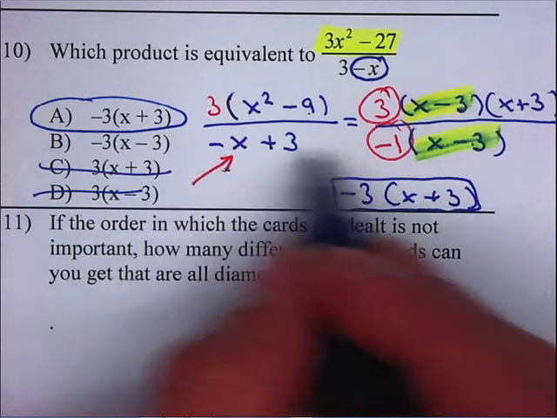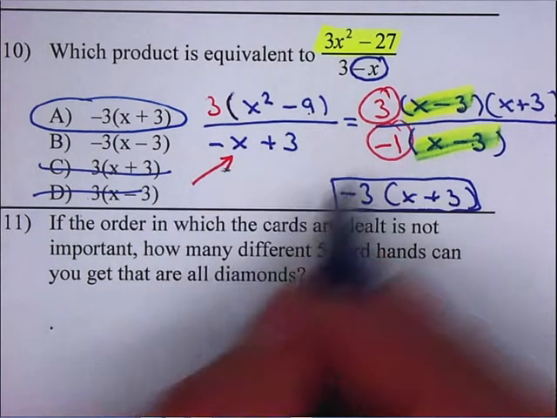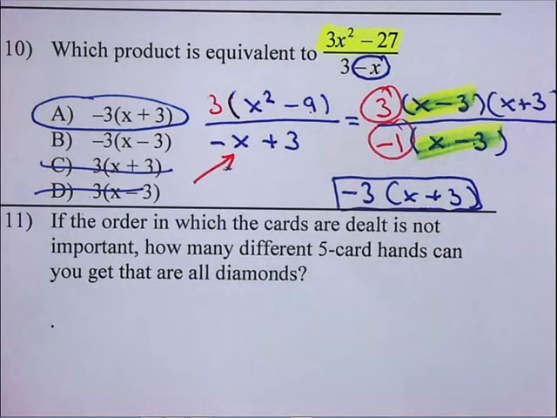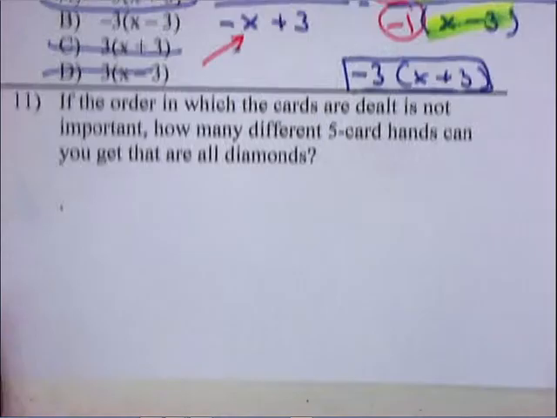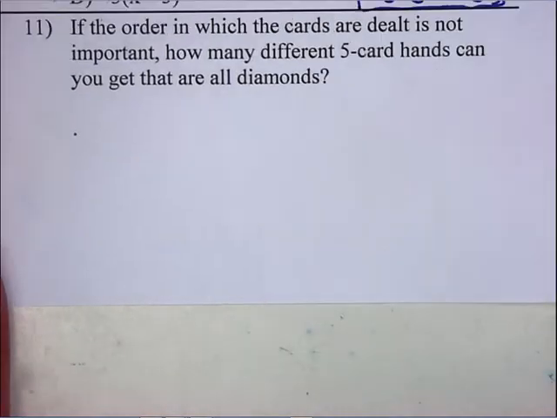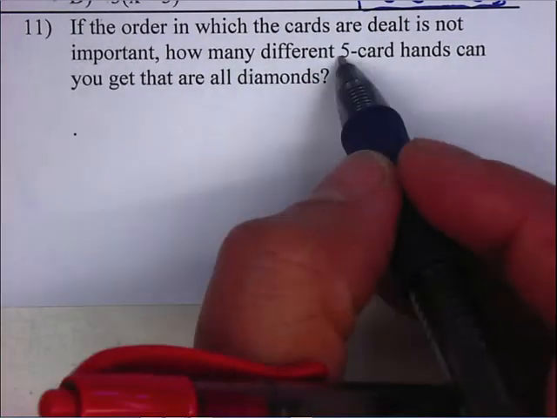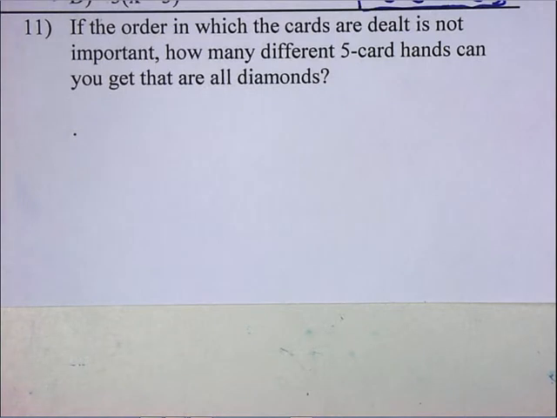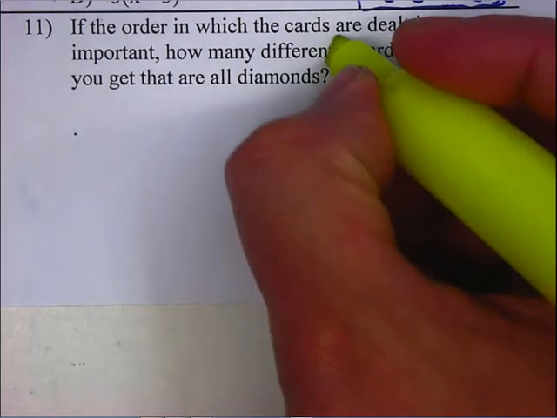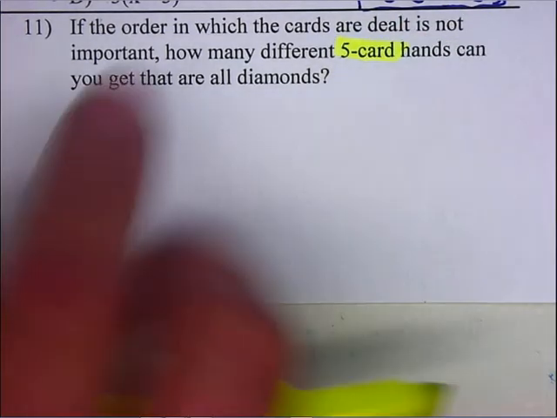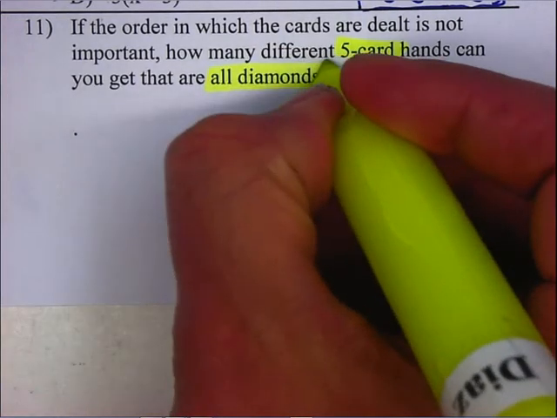So just be careful, especially with the denominator, is the main mistake that you guys are making. On number 11, let's read the following problem. If the order in which the cards are dealt is not important, how many different 5-card hands, so we're going to be selecting 5 cards at a time, can you get that are all diamonds?